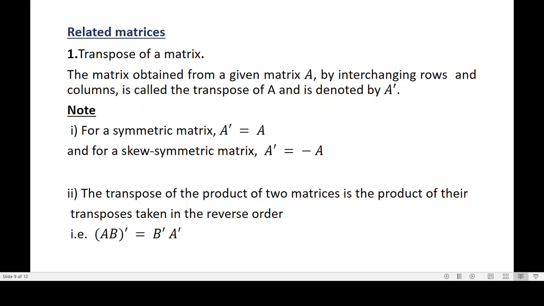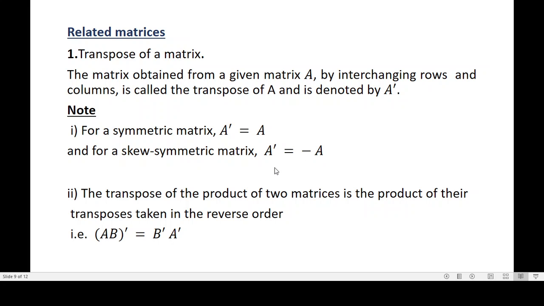That is, the transpose A dash of a matrix A is obtained from A by interchanging its rows and columns. For a symmetric matrix, A dash is equal to A itself. What is a symmetric matrix? A square matrix A is said to be symmetric if Aij is equal to Aji for all i and j. Therefore, for a symmetric matrix, A transpose is equal to A itself, whereas for a skew symmetric matrix, A transpose is equal to minus A.